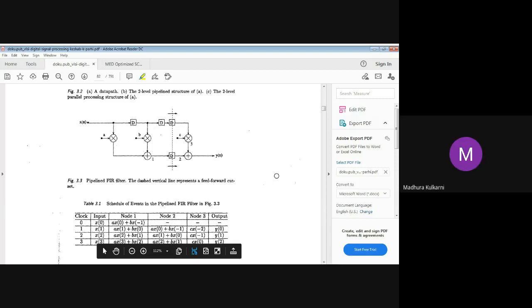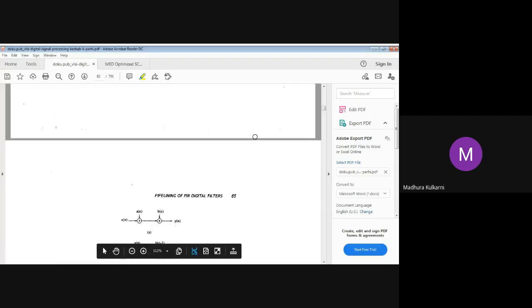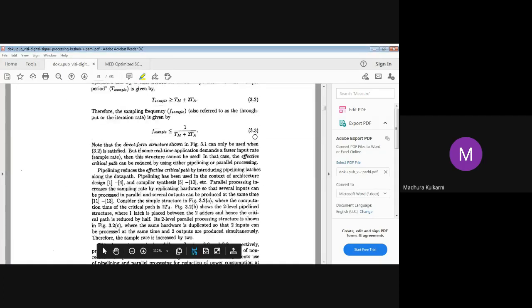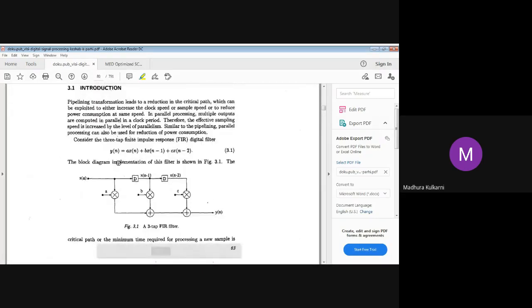So today we are discussing what is pipelining. In this pipelining, we need to know what is the equation and how the equation has been represented into its DFG. So let us first go to the equation. Our generalized equation is given by y(n) = ax(n) + bx(n-1) + cx(n-2). This equation has been represented into a signal flow graph given here in figure 3.1.